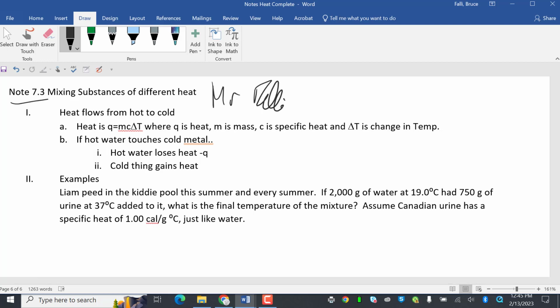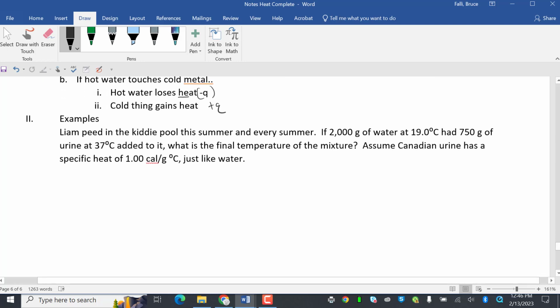So, we have to know the tough thing that we talked about before. Heat flows from hot to cold. We know heat is Q equals mc delta T, where Q is heat, M is mass, C is specific heat, and delta T is change in temperature. If hot water touches cold metal, remember heat flows from hot to cold, the hot water loses heat, so it's negative Q. The cold thing gains heat, so it's positive Q. And they equal each other, so we'll set up right here.